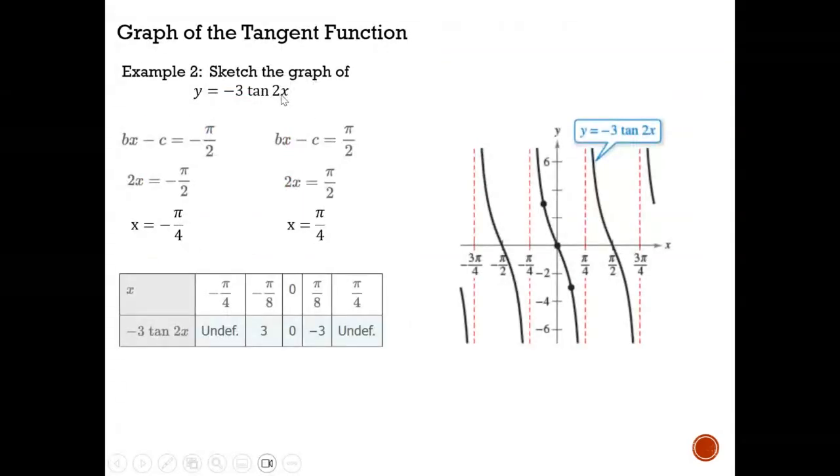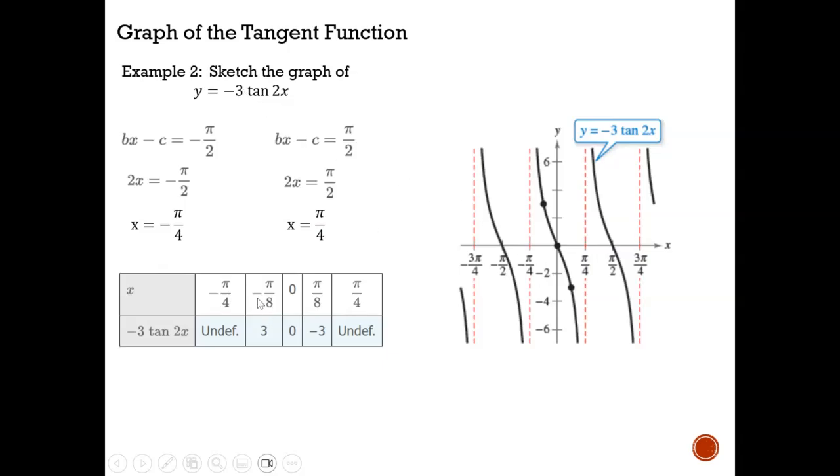You're going to plug in the values here. For example, negative pi over 4, you plug it in here. So it'll be tangent of 2 times negative pi over 4, which gives us negative pi over 2, and that'll be undefined because every pi over 2 is undefined. And then we keep plugging in, negative pi over 8. We plug it in here at the 2x, it'll be 2 times negative pi over 8, which will give us negative pi over 4. Tangent of negative pi over 4 is going to be negative 1. Then when you multiply it by negative 3, it's going to give us a positive 3.